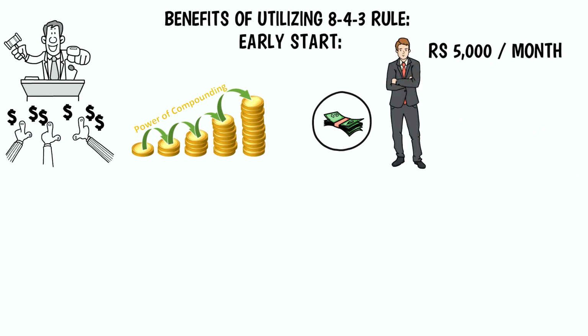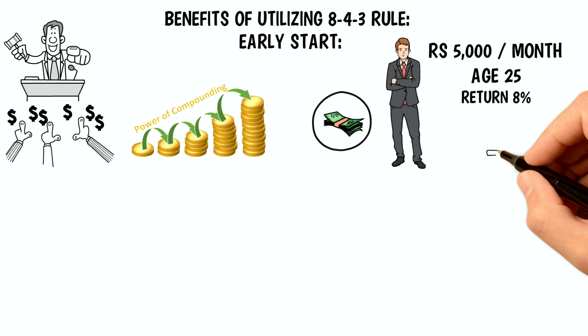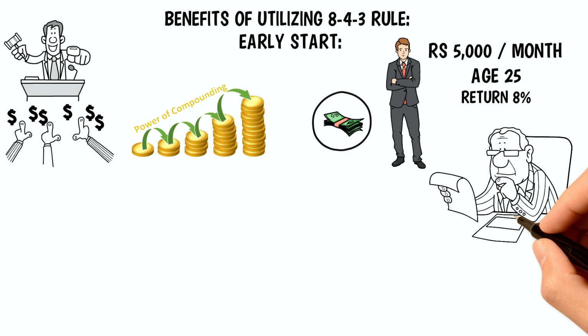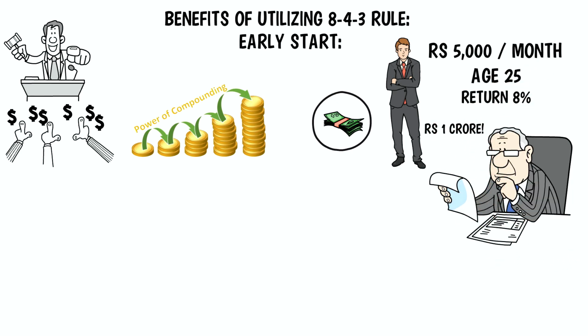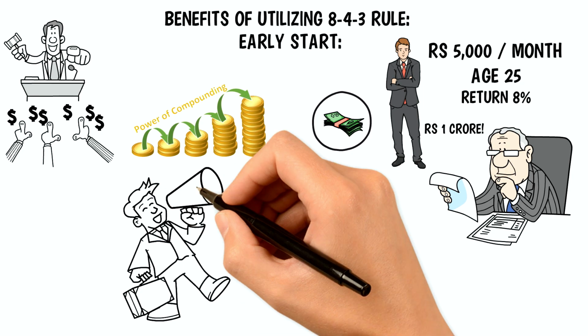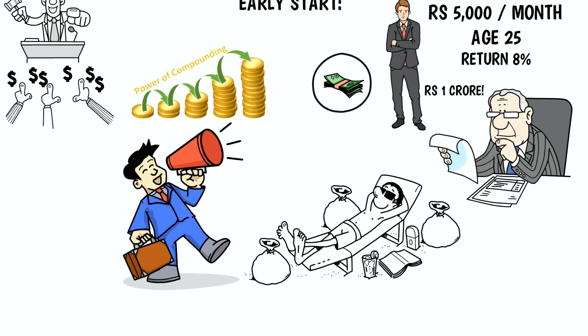$5,000 per month at the age of 25. With an average annual return of 8%, by the time you reach retirement age at 60, your investment could potentially grow to over Rs. 1 crore. This highlights the power of starting early and allowing your money to grow exponentially through compounding.